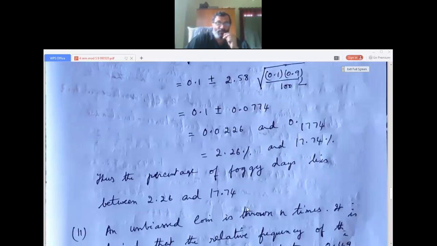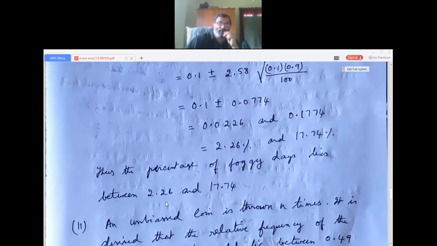Thus, the percentage of foggy days lies between 2.26 and 17.74%.